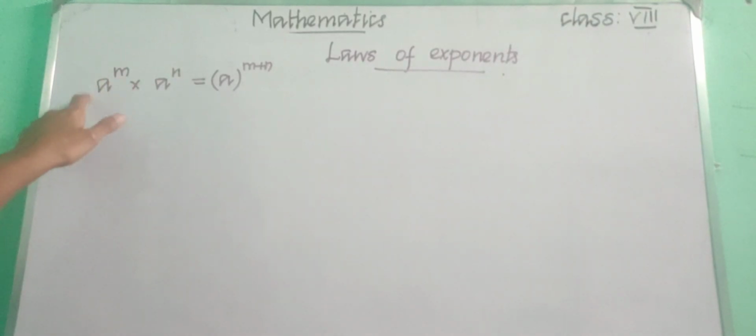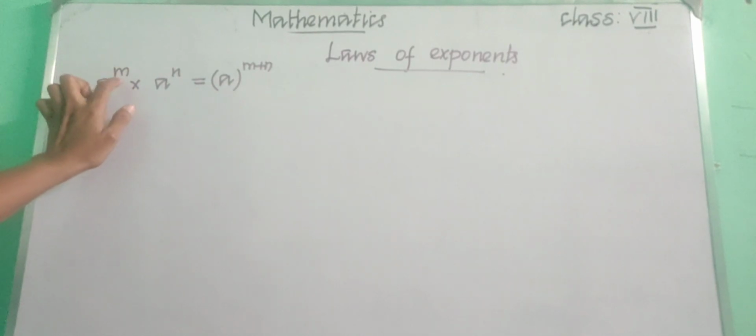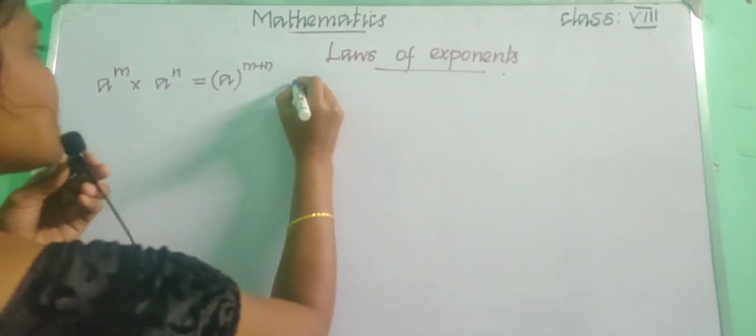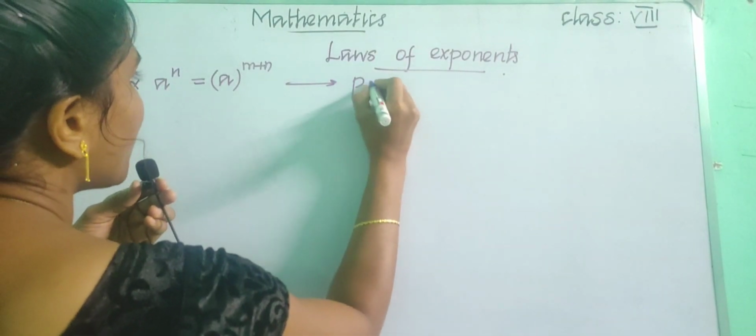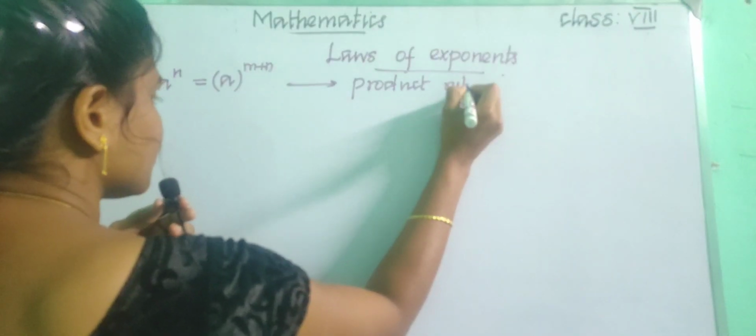See, we are having same base, right? So we can write the single base, and see here it is a product, we can write this as addition, m plus n, okay children. So this rule is called product rule. So what it is named as? Product rule. So it is the first rule.